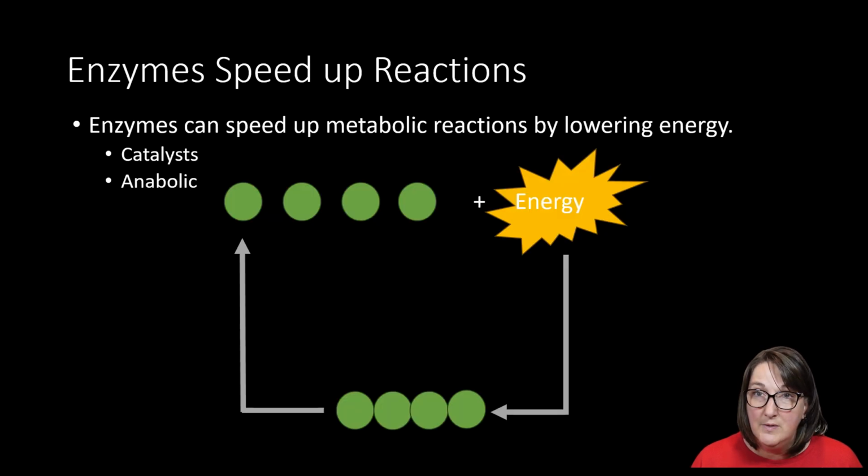Enzymes, remember, those are proteins. They're made of amino acids. They're folded very specifically. So these enzymes will help to speed up a metabolic reaction by lowering the activation energy. So you can have enzymes be catalysts where they're breaking stuff apart. You can have enzymes be anabolic where they're putting pieces together. And this can be enough to cause this change in metabolic reactions because of these enzymes and the energy that they're able to use.